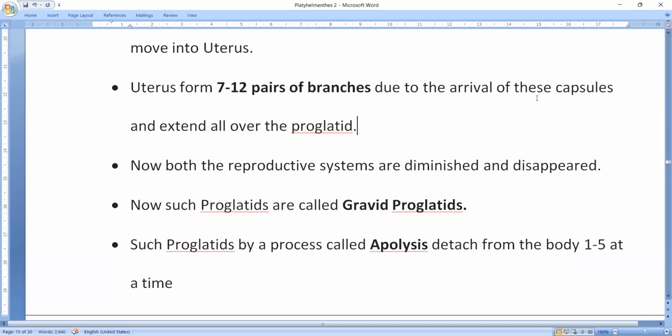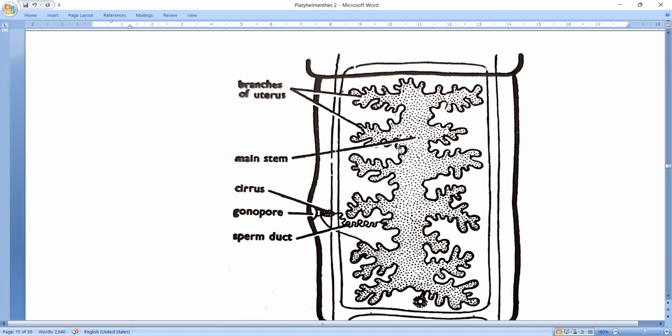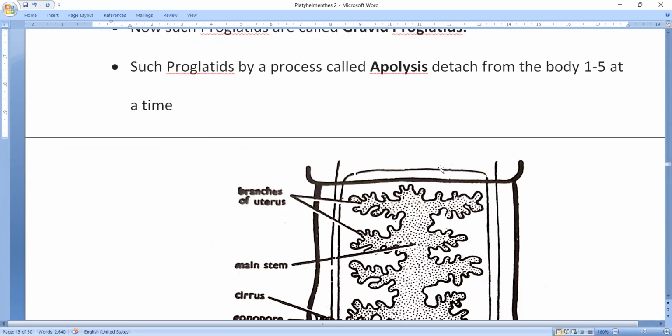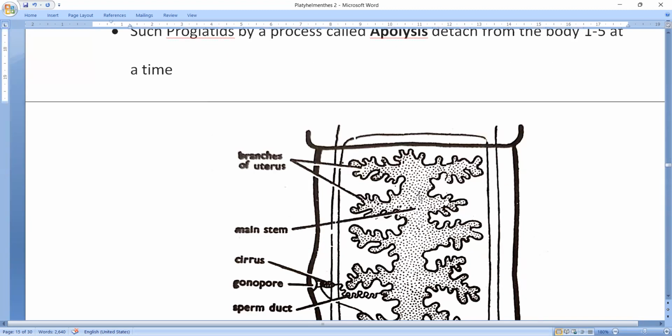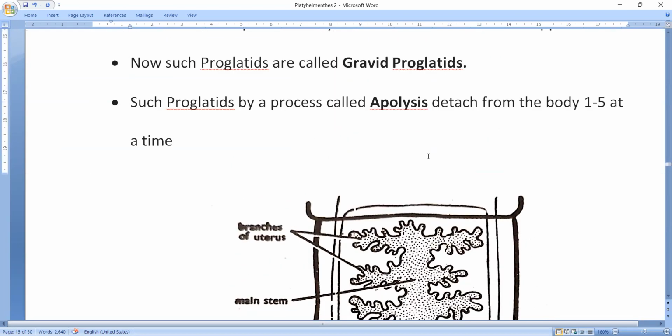So due to the arrival of these capsules, they extend all over the proglottid. The proglottid, what we call the uterus, is filled. So this is the gravid proglottid. This is completely uterus without any reproductive system. The reproductive system is completely diminished or disappeared after fertilization, when the capsules reach the uterus. So this is completely filled with the highly branched uterus.